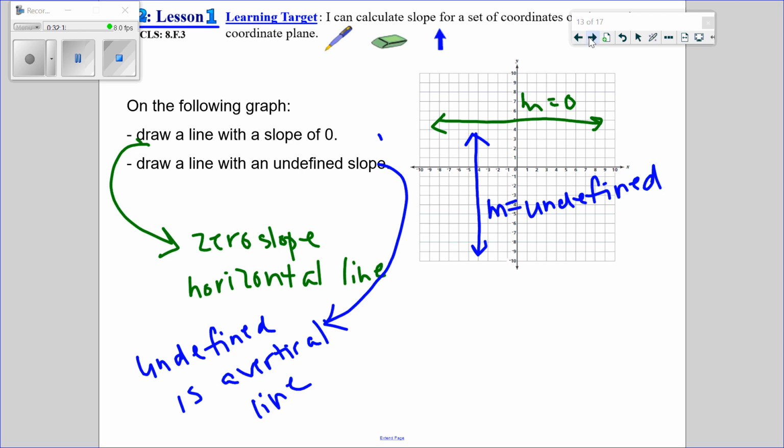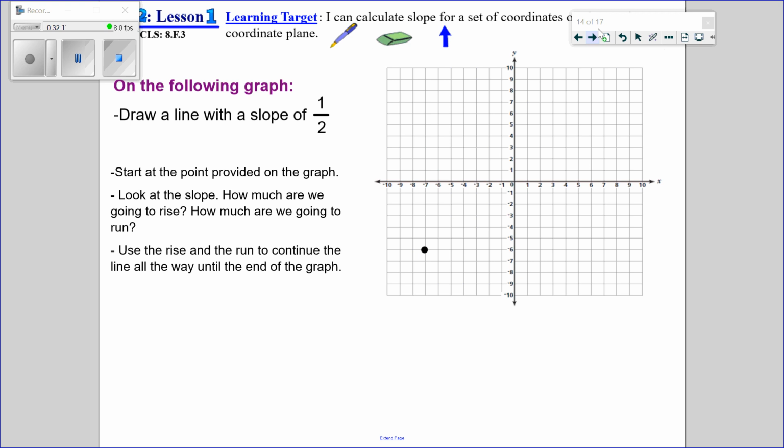Now we're going to go to the next page. On the following graph, draw a line with a slope of 1/2. Start at the point provided on the graph. Look at the slope. How much are we going to rise? How much are we going to run? And use the rise and run to continue the line all the way to the end of the page. Okay, well, I'm going to do this first. I'm going to write M equals rise over run. I know my rise is 1 and my 2 is the run. So I have to go up 1 and 2 to the right. So we start here, up 1, 2 to the right.